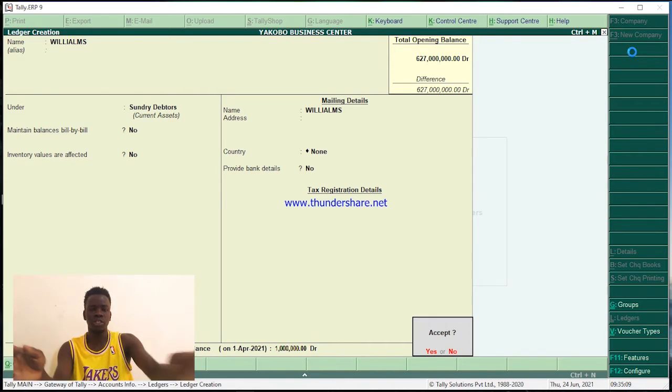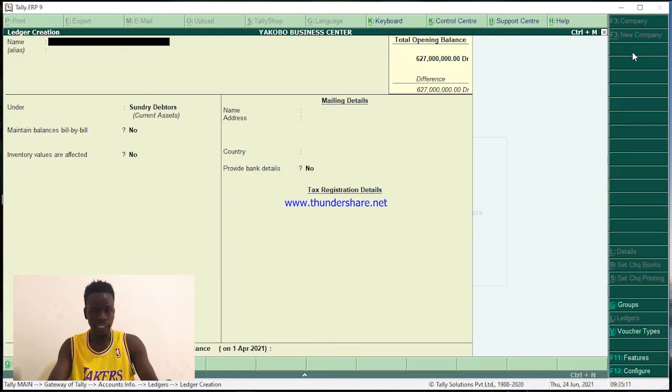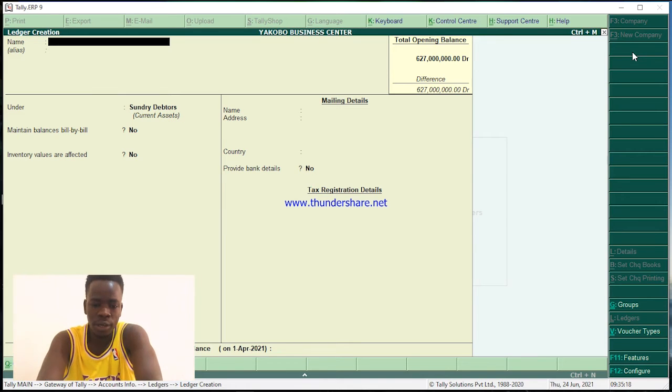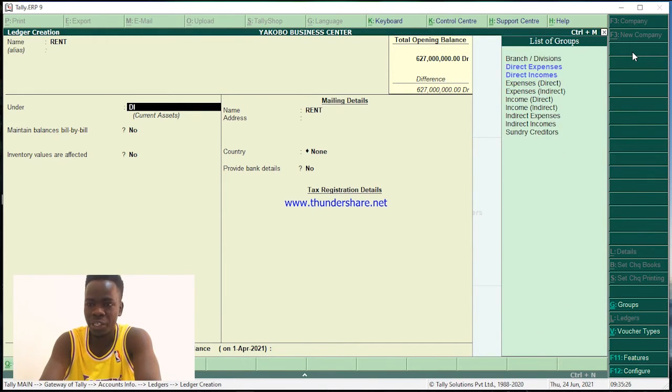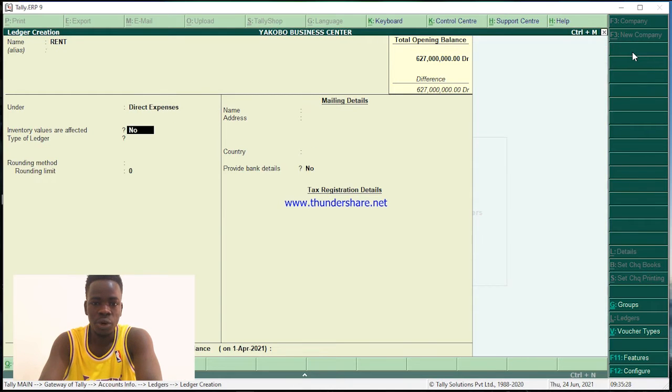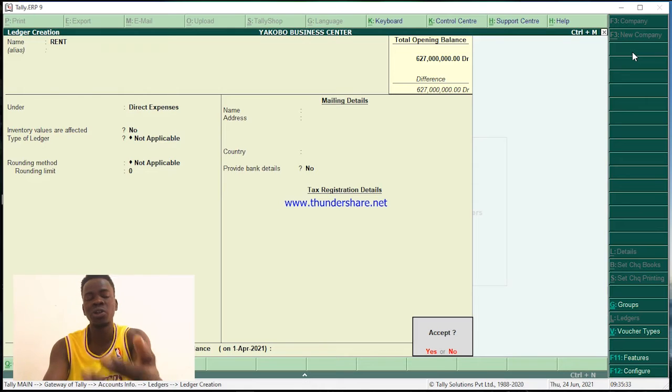So we are done with creating our data. The next thing is we're going to create our expenses. We have the list of expenses. We are going to create the amount of rent. Then under it is direct expenses. We're just going to leave it because we're earning the money. They don't have it, so it's the direct expenses.